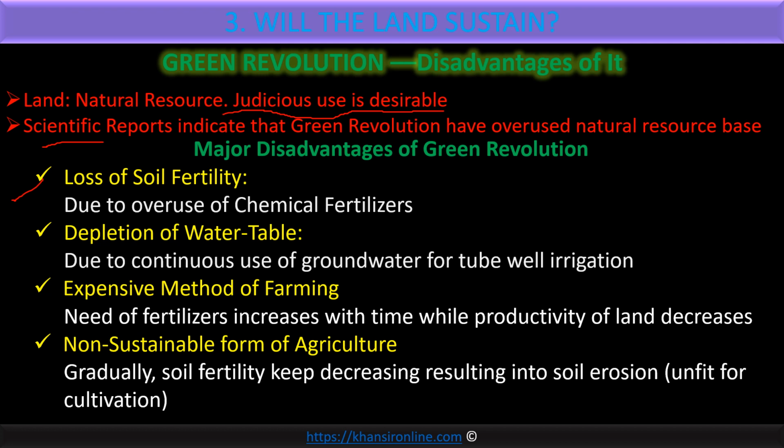Third year, you need 90 kg of fertilizer, but the output would be the same. Then 100 kg, output would be the same. So every coming year you need to spend more on your fertilizer, but at the same time your yield is the same, yield is constant. So what will happen, one day the amount of money that you are investing in your fertilizer is the same as the amount you are getting from your yield. So gradually, over a period of time, this farming would be very expensive to you.